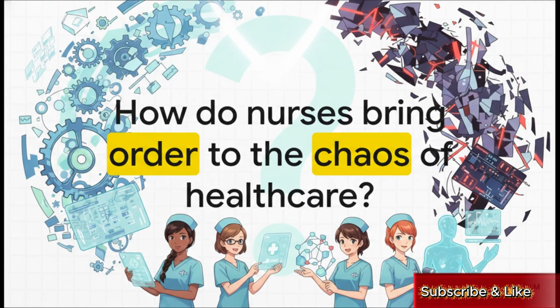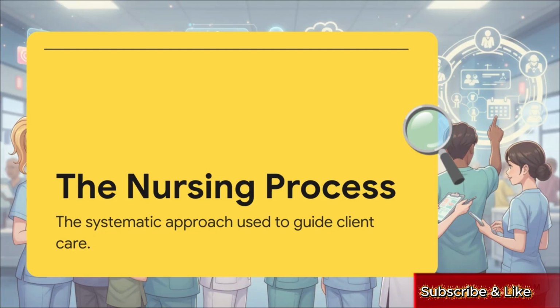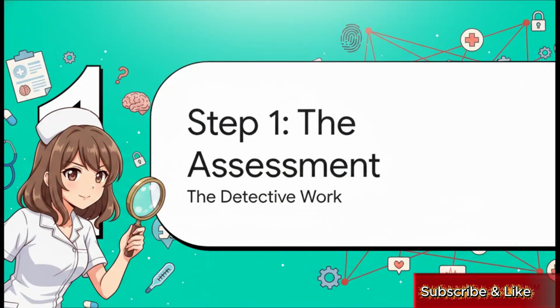Think about it. In the crazy, fast-paced world of healthcare, how do nurses possibly keep everything straight? When a patient's health is literally on the line, how do you make absolutely sure that nothing gets missed? Well, the answer is something called the nursing process. And it's not just some boring checklist. It's a really smart, systematic approach that basically gives you a roadmap for every single patient, making sure care is thorough and actually works. All right, so let's get right into it.